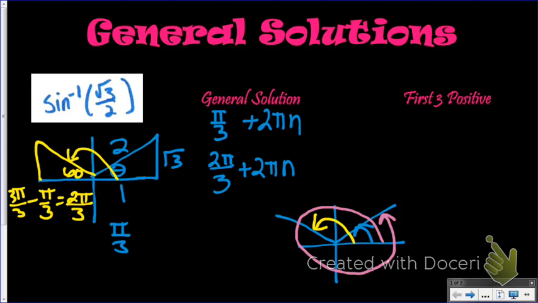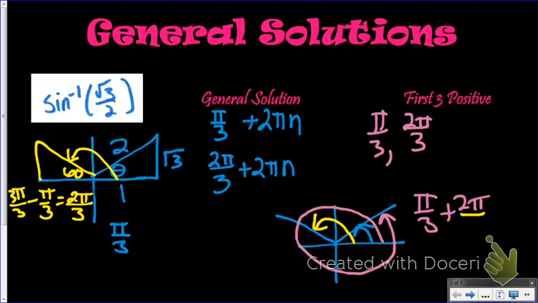An easy way to think about the first 3 is I look at my general solution. The first value I would hit is pi over 3. Then the second one I would hit is 2 pi over 3. Then if I add 2 pi to either of those, the one that comes up first, the smaller of the two, is pi over 3. So if I add 2 pi to pi over 3, I would get the same solution. So I just need to get a common denominator and add those together, and I get my next positive value.